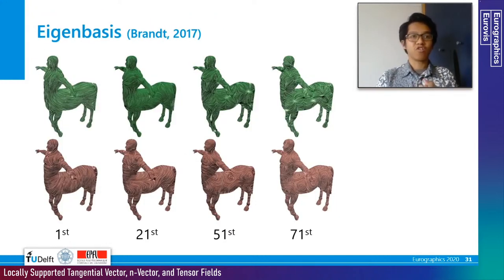Now we compare our constructions to the existing approach. One other possible subspace construction that can approximate the reference fields very well is the eigenbasis. What they basically do is solve a general eigenvalue problem of the Laplace operator on the whole surface. Once they solve it, they use the eigenvectors as the basis for tangential field design and processing.